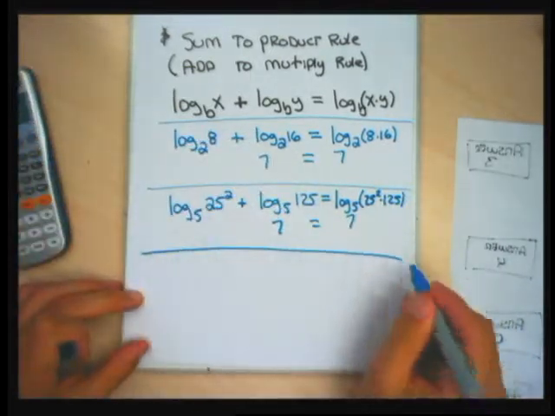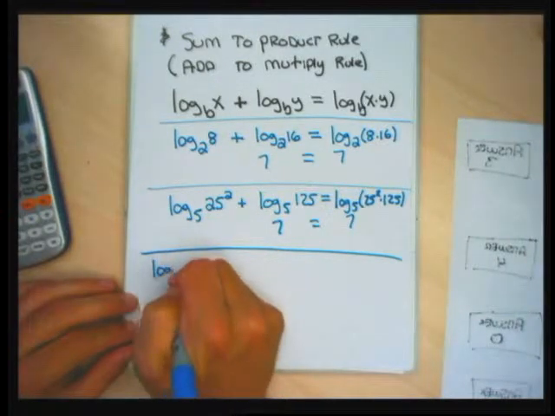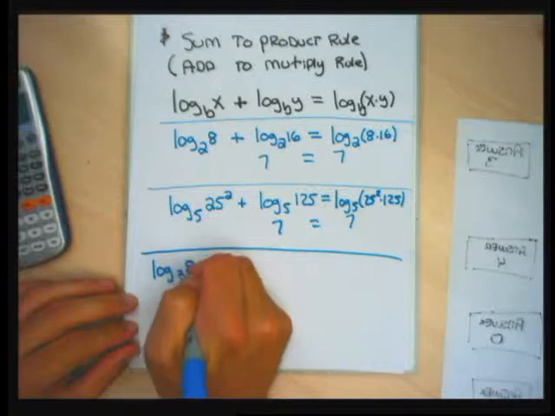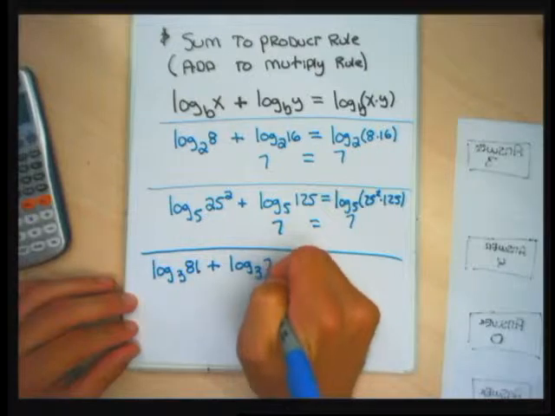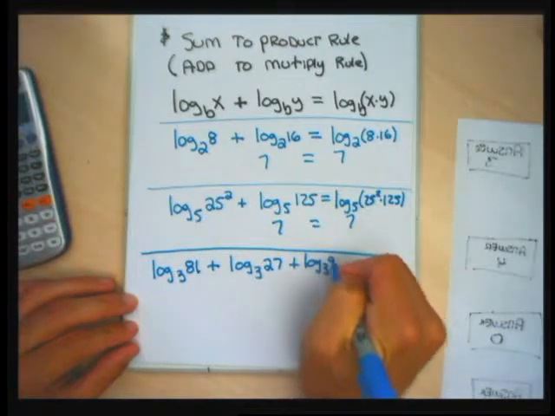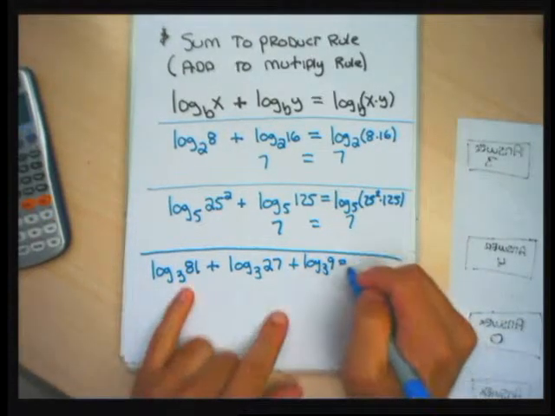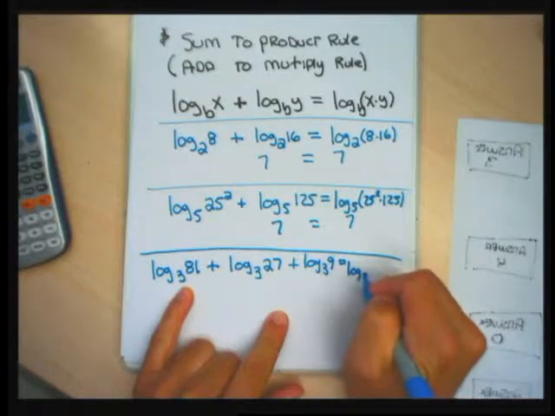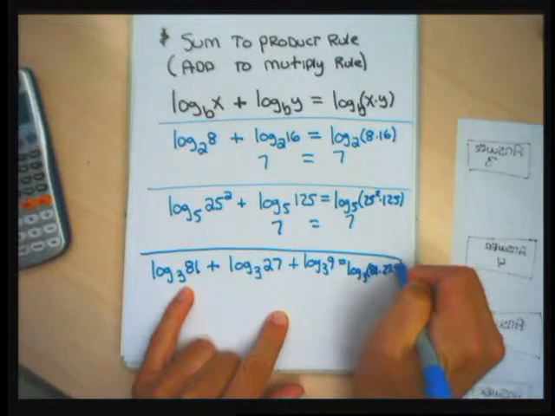This rule applies even if you're adding more than two things. Like if I had the log base 3 of 81 plus the log base 3 of 27 plus the log base 3 of 9. Even though the rule only has two logarithms being added, it extends to more than two logarithms. This is actually going to equal the log base 3 of 81 times 27 times 9.